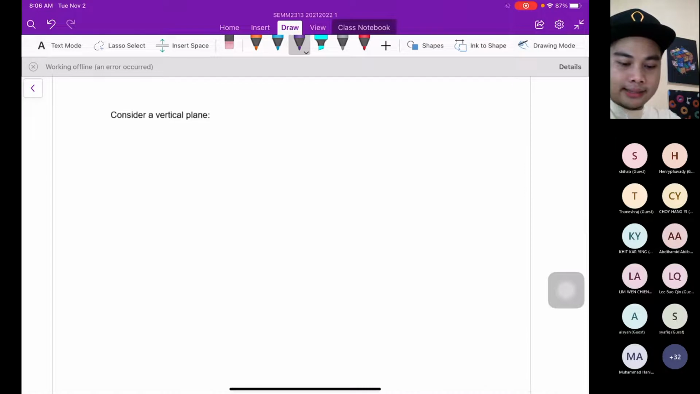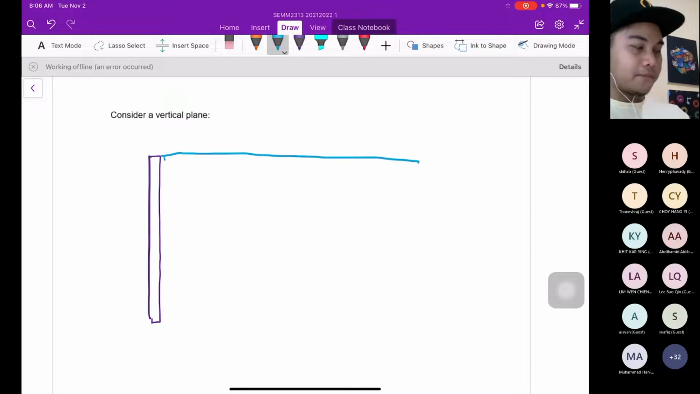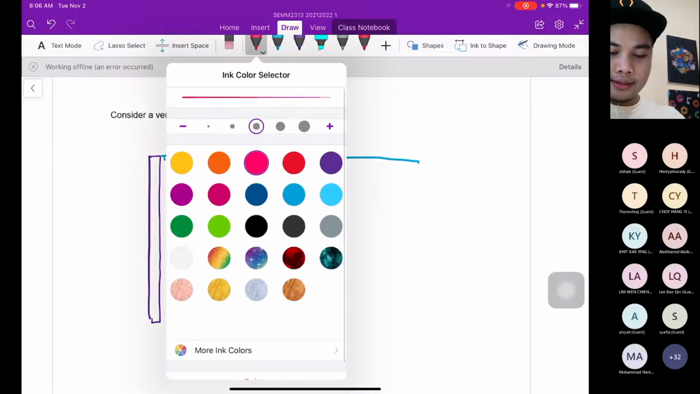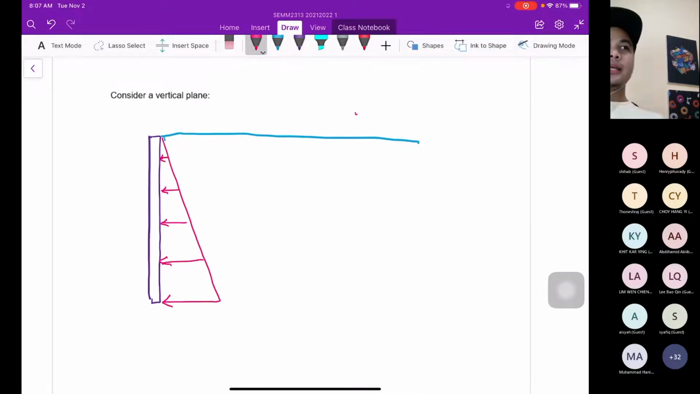You have the plane like this, and then you submerge it into the water. This is water. All right. And then what happens? Basically, we have the distribution of forces. So where is the distribution of forces? This is the distribution of forces. Okay, remember that the force must be perpendicular to the surface, and the pressure force must be increasing linearly with the increasing depth based on our hydrostatic equation.